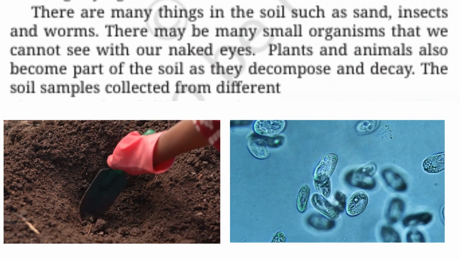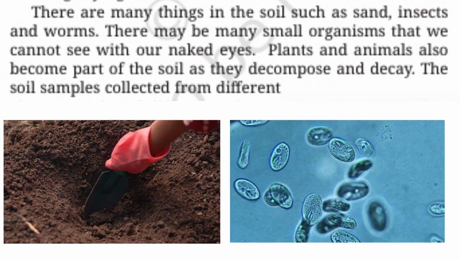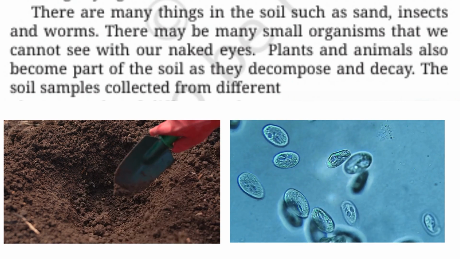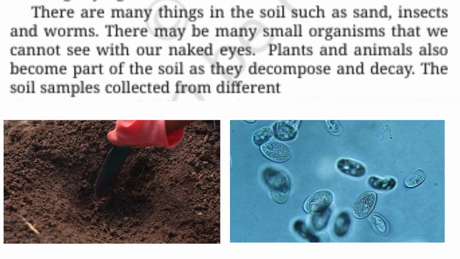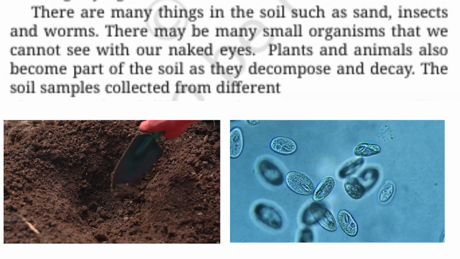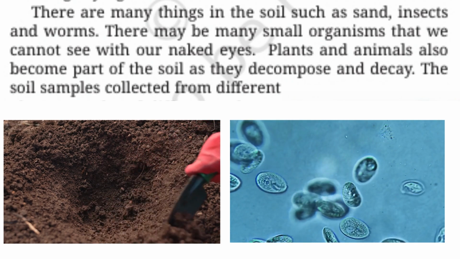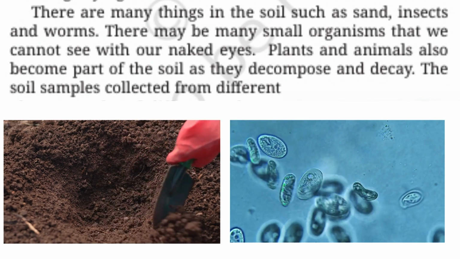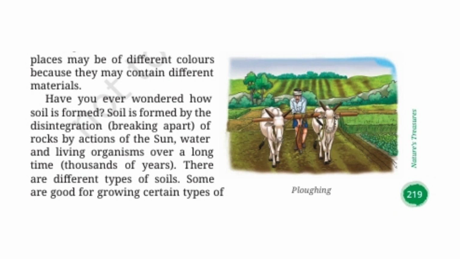There are many things in the soil such as sand, insects and worms. There may be many small organisms, microorganisms, that we cannot see with our naked eye. Plants and animals also become a part of the soil as they decompose and decay. The soil samples collected from different places may be of different colors because they may contain different materials. We have already mentioned all of this in the table.